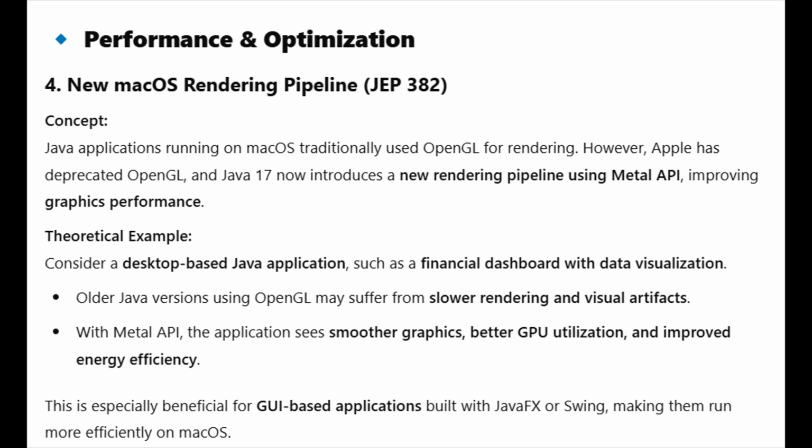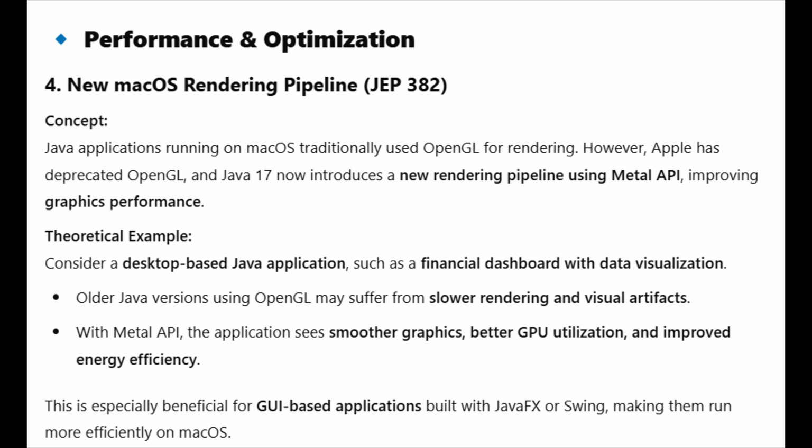Performance and optimization. 4. New macOS rendering pipeline, JEP 382. Concept. Java applications running on macOS traditionally used OpenGL for rendering. However, Apple has deprecated OpenGL, and Java 17 now introduces a new rendering pipeline using Metal API, improving graphics performance.